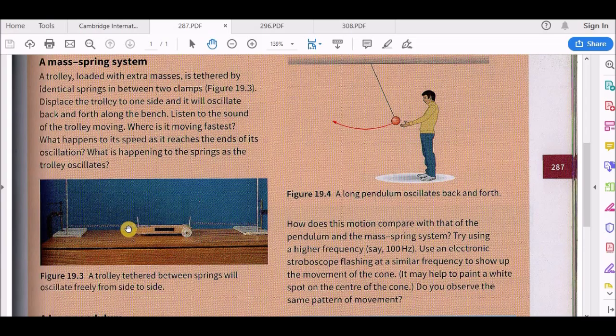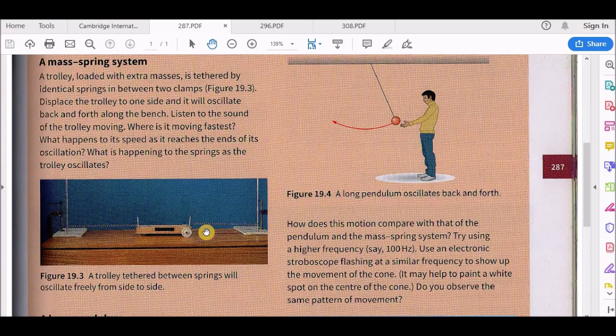But when the trolley moves to the left, what will happen? Now the force is the other way, because when the trolley is on this side, this spring is extended and this spring is compressed. So this spring will pull the trolley to the right, this spring will push the trolley to the right. That is when the trolley is to the left of the equilibrium position, so there will be a net force to the right.